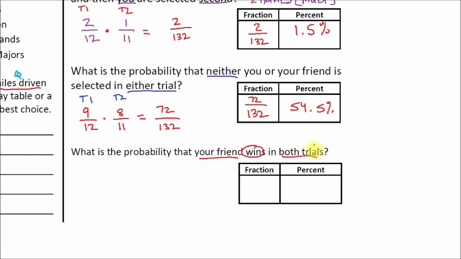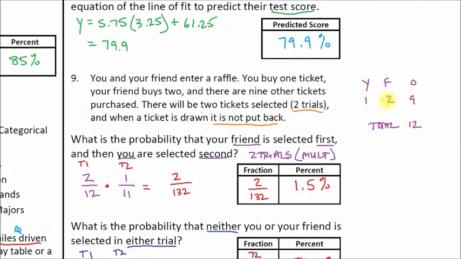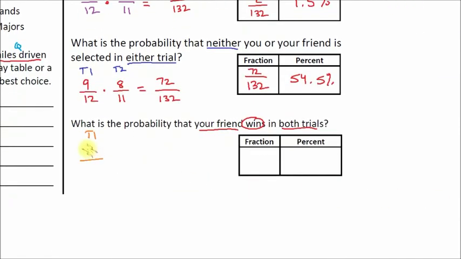Last one. What is the probability that your friend wins in both trials? That means your friend gets picked the first time and your friend gets picked the second time. All right, so again, we are doing 2 trials, so we are multiplying the events together. Let's take a look at trial number 1, your friend has 2 tickets out of a total of 12. So they've got 2 out of 12 chance of winning.